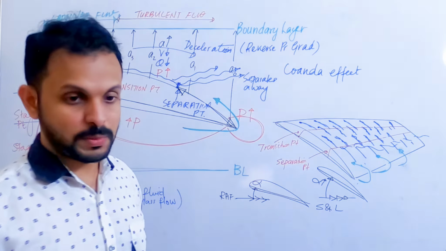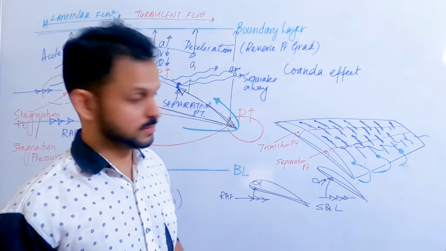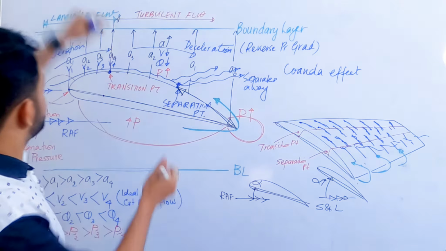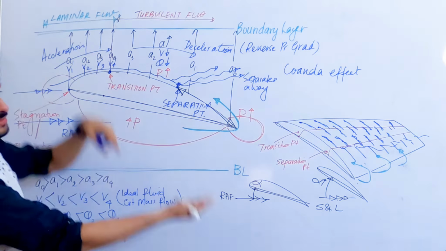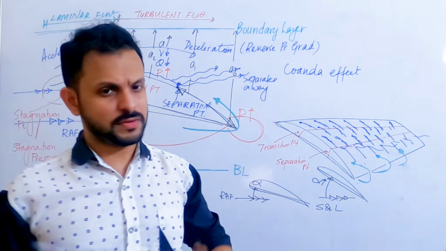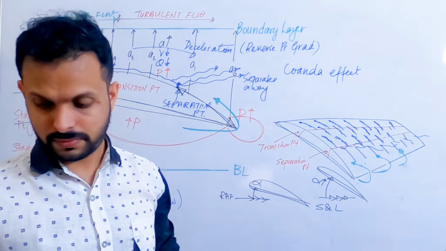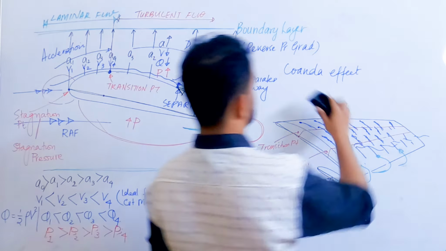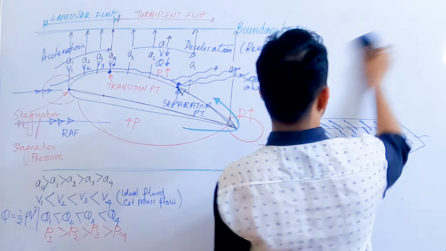The angle of attack increases. So as the angle of attack increases, what happens to the area of lower cross section? We have seen all these diagrams before. It reduces, correct? Let me just draw it over here.